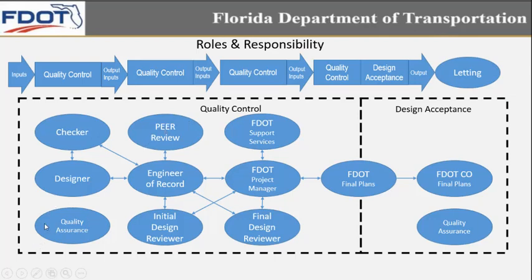And you also see, both within the realm of quality control and within design acceptance, you have quality assurance taking place. Quality assurance is always taking place throughout the entire process, but as you see, it's not directly tied to anything. Quality assurance reviews shouldn't have any impact on the project schedule or progression of the project. They're continuously taking place for continuous improvement, but should not impact the progression of a project, unlike quality control.